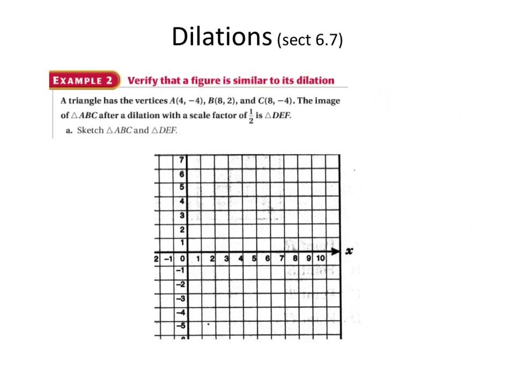Okay, now we're going to look at a dilation that is less than 1 and also talk about how to verify that it is similar to the dilation. So once again, pause and plot the points. I plotted my triangle ABC. So now I'm going to have to find my A prime. So I'm going to take that point 4, negative 4, and I'm going to multiply everything by a half. So half of 4 is 2, half of negative 4 is negative 2.